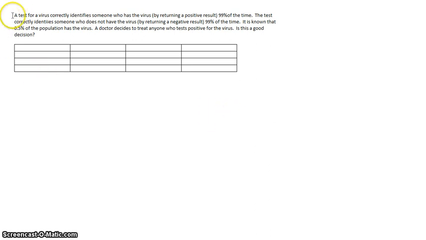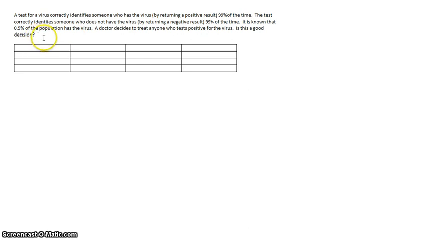Here's our one and only example. A test for a virus correctly identifies someone who has the virus by returning a positive result 99% of the time. The test correctly identifies someone who does not have the virus 99% of the time. It is known that 0.5% of the population has the virus. A doctor decides to treat anyone who tests positive for the virus. Is this a good decision?